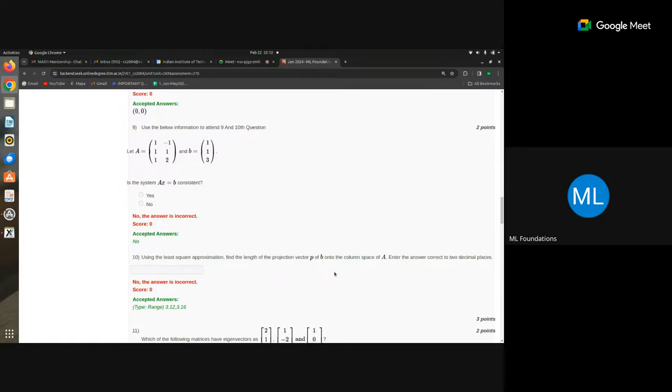I need to find what? Projection vector of B on the A. B onto the column space of A. Okay. So it is inconsistent, so we find it through least square approximation. We can find the least square approximation as well.